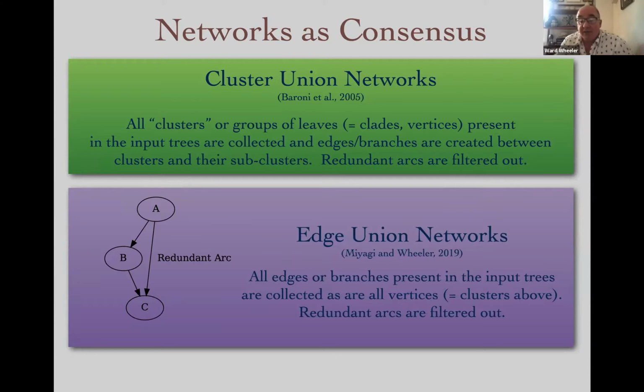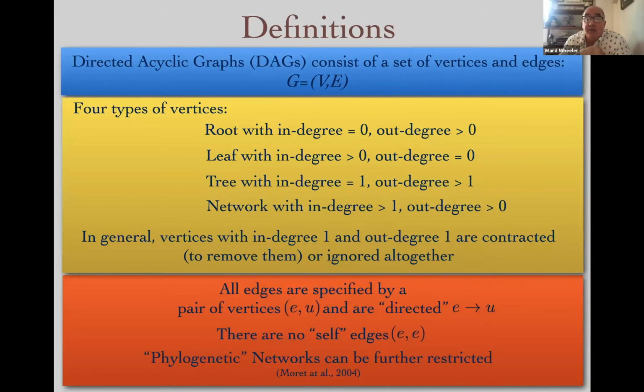Mia Miyagi and myself a couple of years ago proposed the edge union network that, instead of focusing on the internal vertices, looked at the edges and the idea of collecting the edges from the input trees and putting them together, again also filtering out redundant edges and arcs. So how do we do this? Well, let's have some definitions here first.